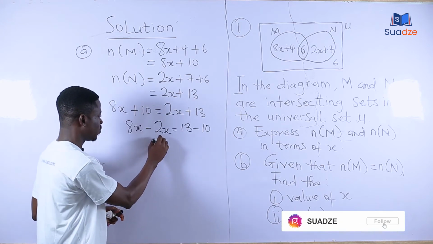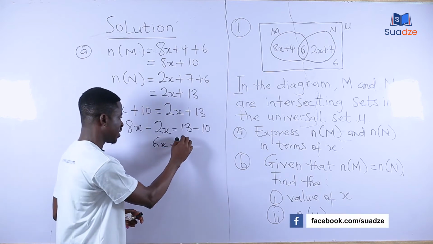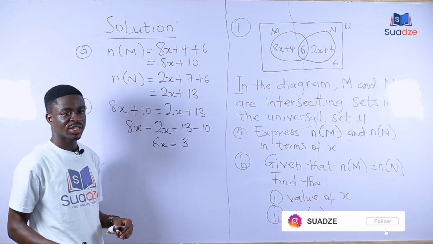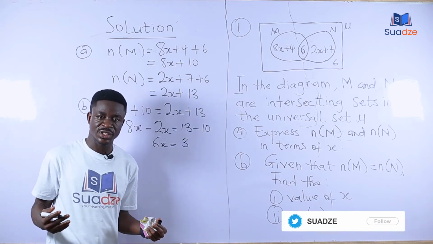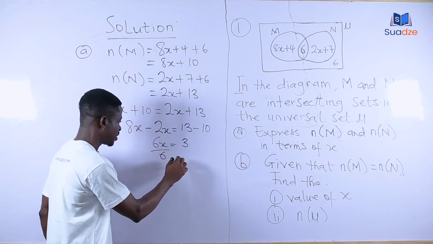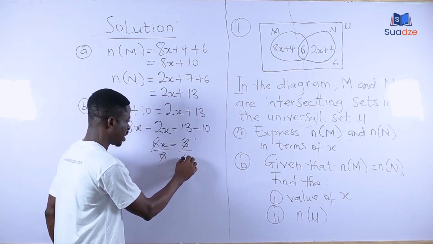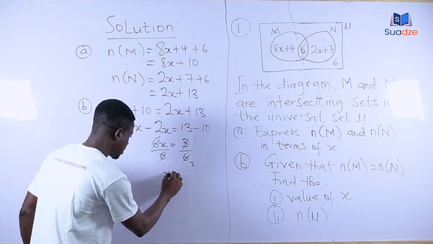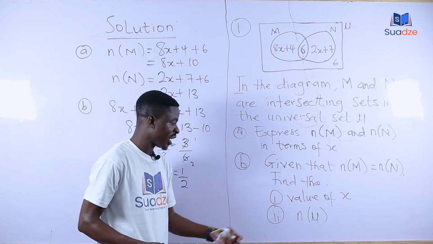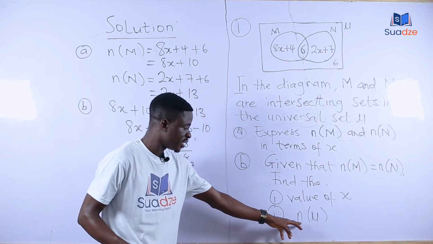8x minus 2x will give us 6x equals 13 minus 10 will give us 3. We want to find x, but x is being multiplied by 6. And anytime a number is multiplying an expression and we want to take that number away, we divide. So we are going to divide both sides by 6. So this will cancel this. 3 goes into itself 1, and into 6, 2. So we have x equals 1 divided by 2. So we've been able to find B(i). Then we go ahead and find B(ii), which says that find the number of u.